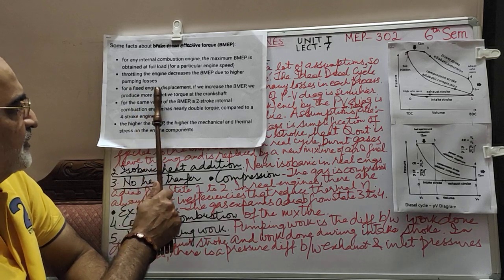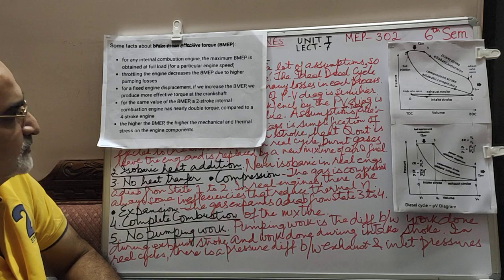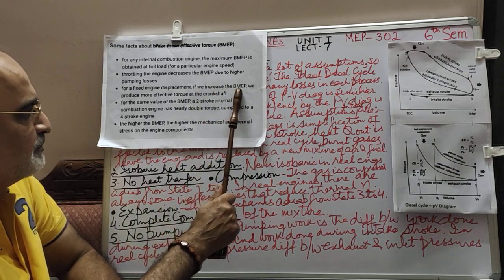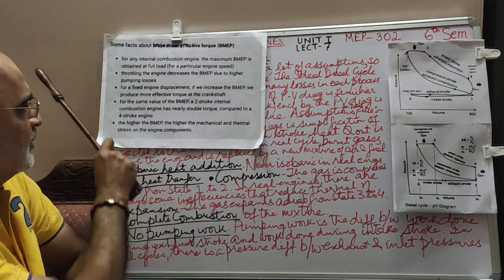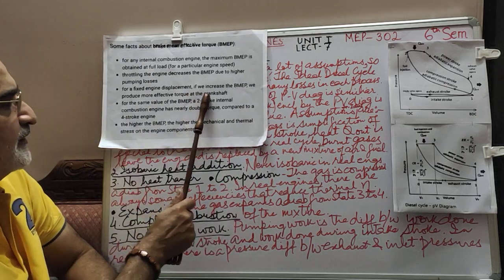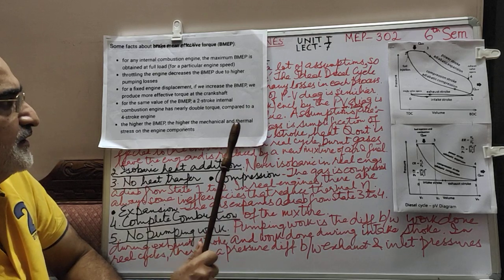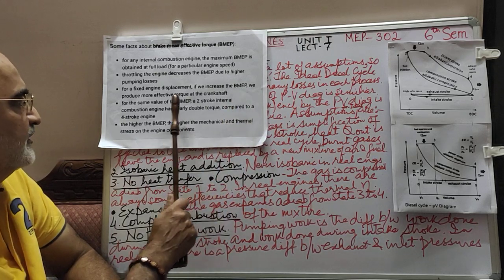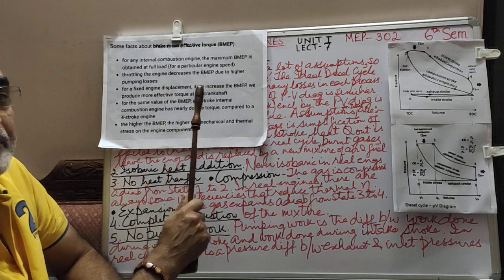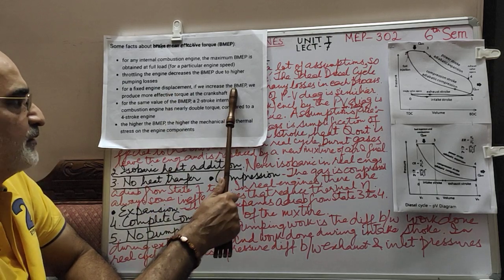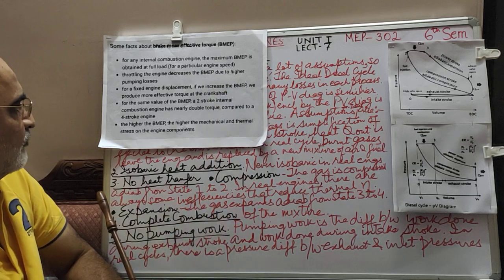For a fixed engine displacement, VD, if we increase the BMEP, we produce more torque at the crankshaft. Means for a fixed size of engine, if we increase the BMEP, the torque will also proportionately increase at the crankshaft. Brake means at the crankshaft.